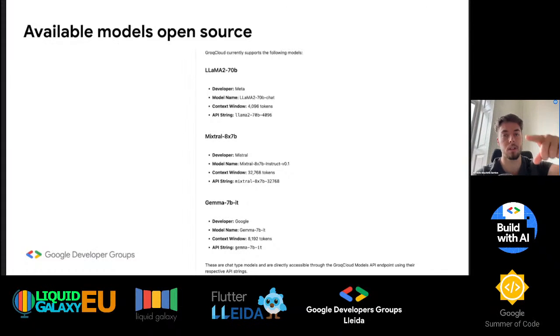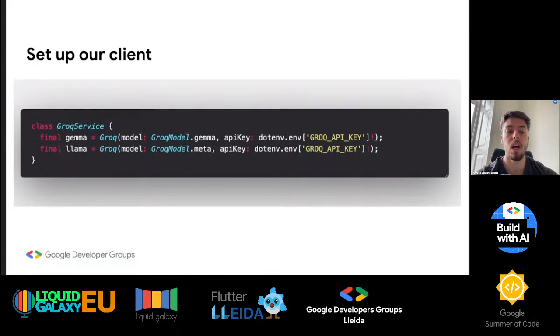If you have some questions, we will have a Q&A. As with Gemini, we are going to create a service called Gemma and Llama, because we can use Gemma or Llama. We are going to select the model in the constructor, and we are going to pass the API key, same as with Google. More or less it's the same.